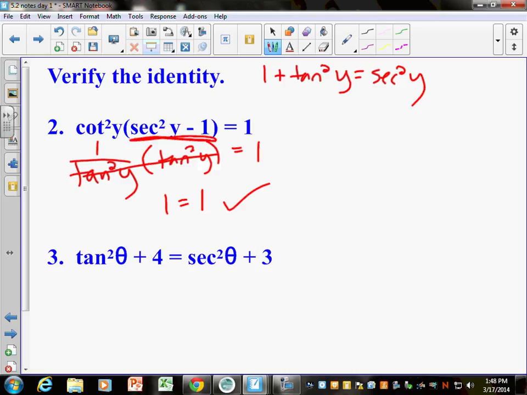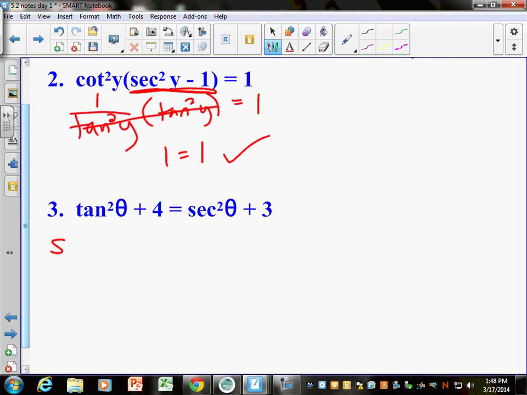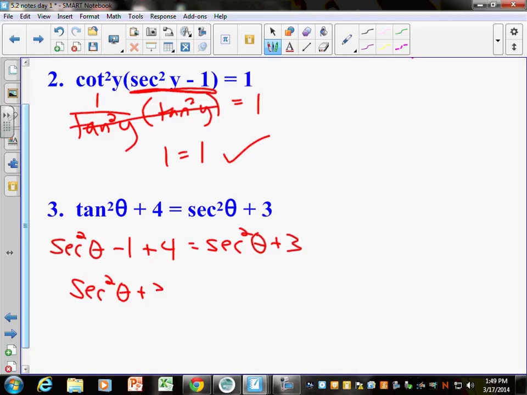But if I choose to work with this side, in my head, I'm going to be thinking, can I change tangent squared into secant squared? And again, right up here, could I replace tangent squared with secant squared minus 1? And I could. And I could say tangent squared is the same as secant squared minus 1 plus 4. And again, it's really only a 2-step proof here, because then I just take negative 1 plus 4, and I get secant squared plus 3 equals secant squared plus 3.